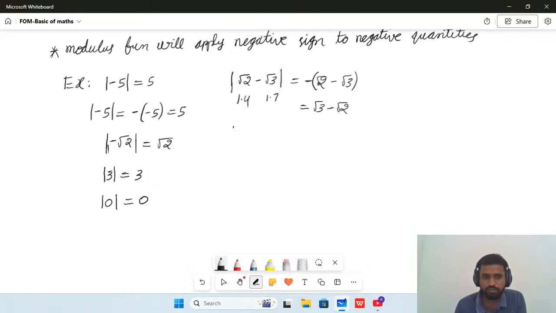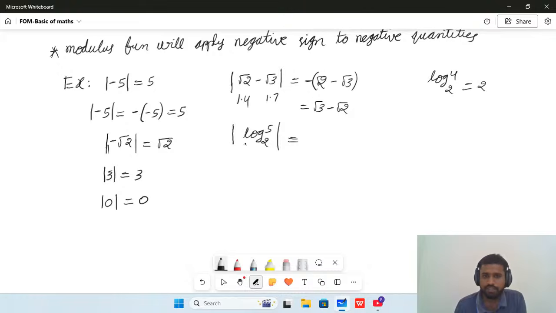Suppose log 5 base 2 is there. What is the value of the modulus of log 5 base 2? First of all, tell me whether log 5 is a positive quantity or a negative quantity. What is the value of log 4 base 2? Already we have completed the logarithms session, which is basic maths lecture 3. You can see it. Log 4 value will be equal to 2 and log 8 value will be equal to 3. So log 5 value lies between 2 and 3.